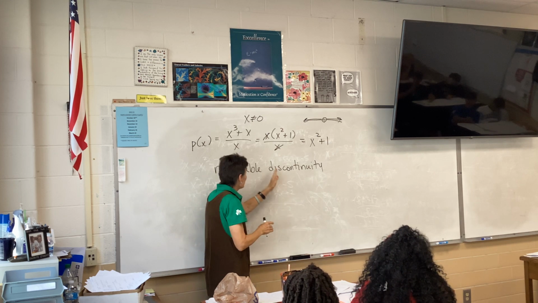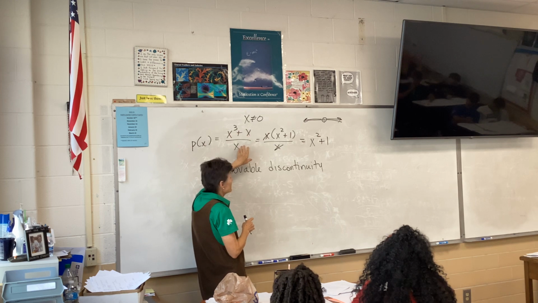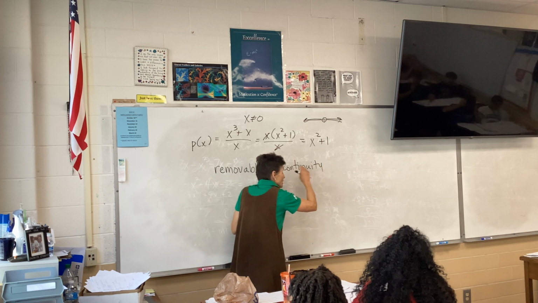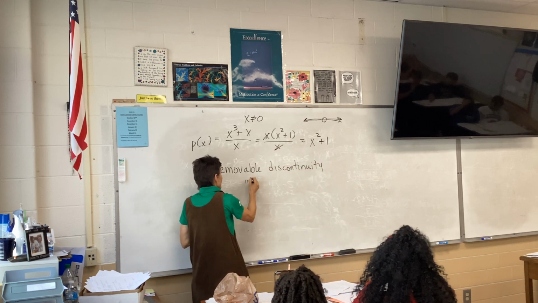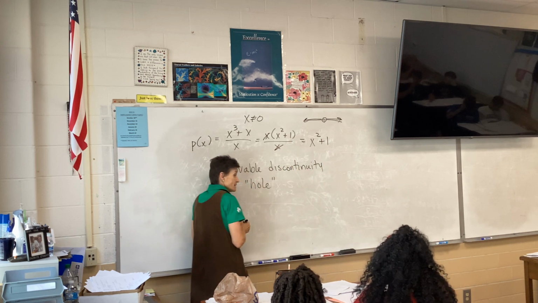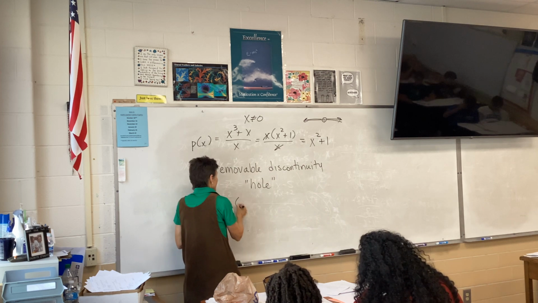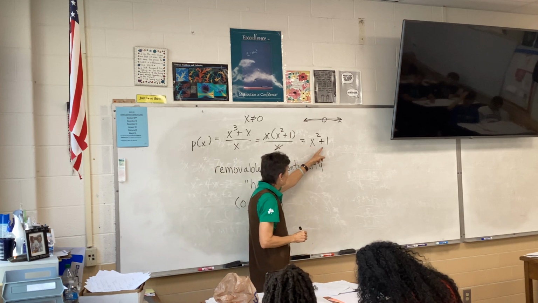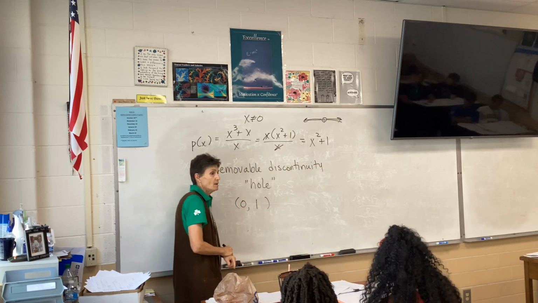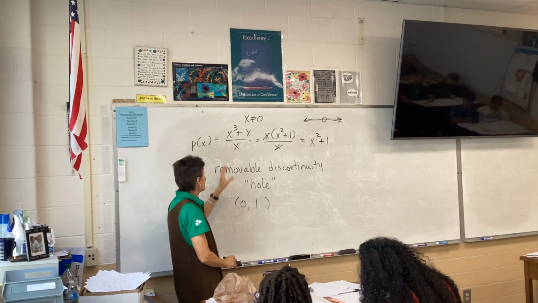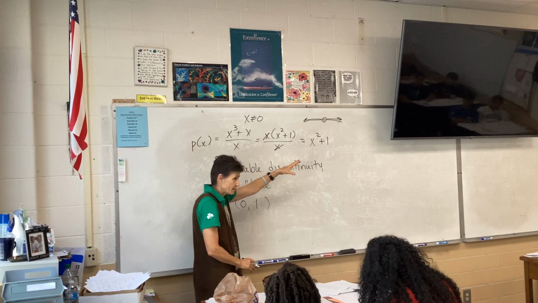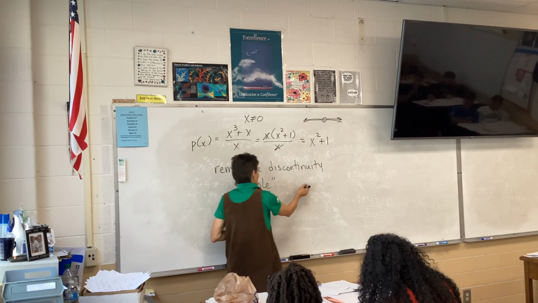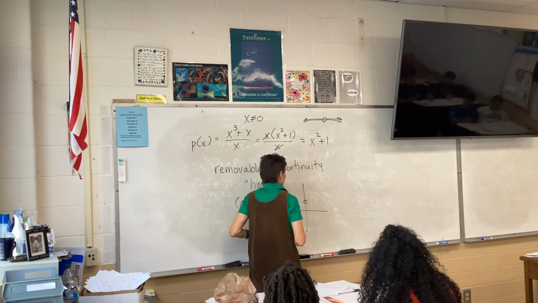So it's a discontinuity, and look at the original problem, x can't be 0, okay, but we were able to cancel it out. So it's called a removable discontinuity, otherwise known as a hole. And it's at the point where x is 0 and y is 1. So whatever this weird picture looks like when I graph it, there's going to be a hole in it at the point 0, 1.